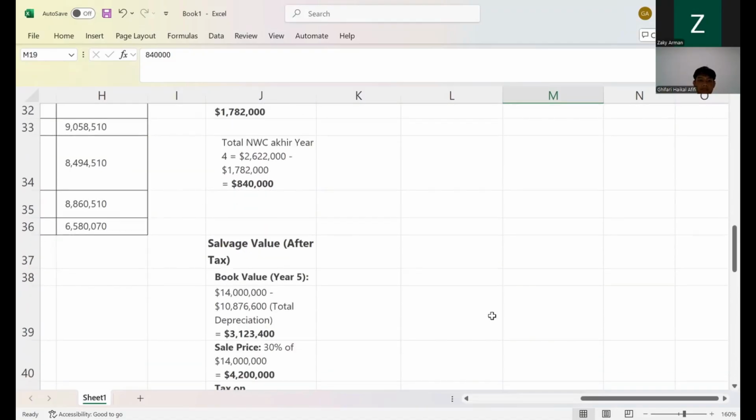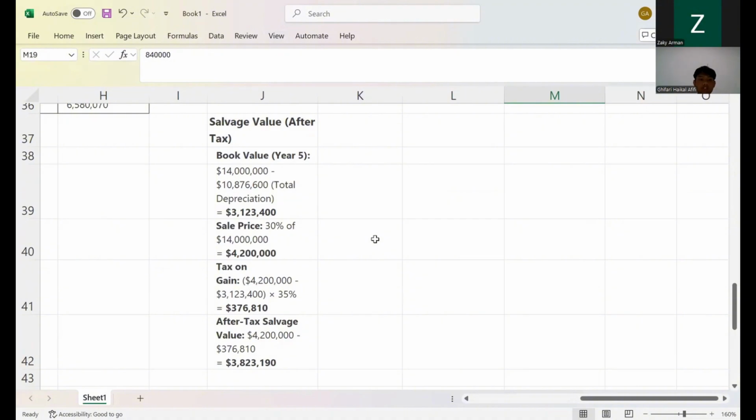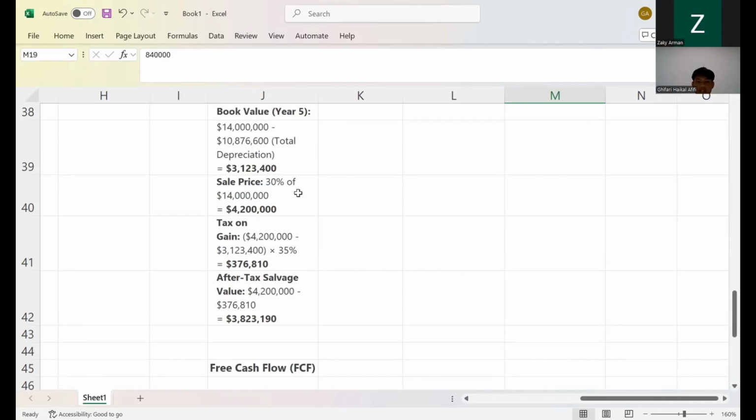And then the next step is the salvage value after tax. So for the book value in year 5, it is 14 million minus 10,876,600, the total depreciation, and it equals 3,123,400. For the sale price, it is 30% of the 14 million, so it equals 4.2 million.